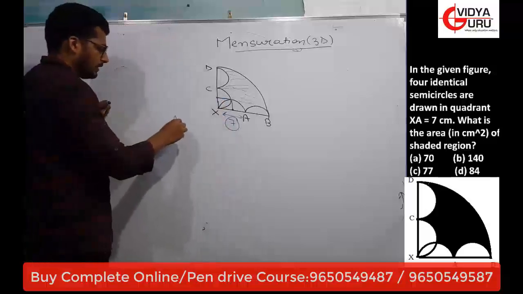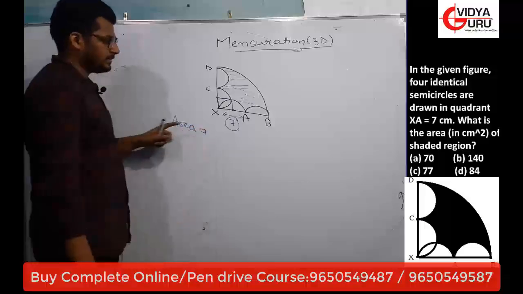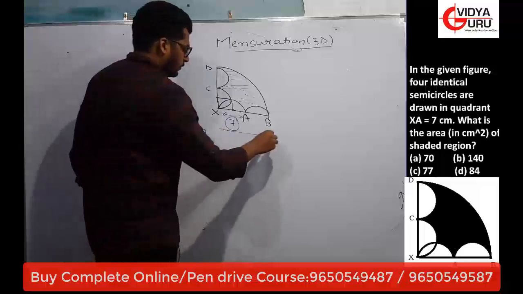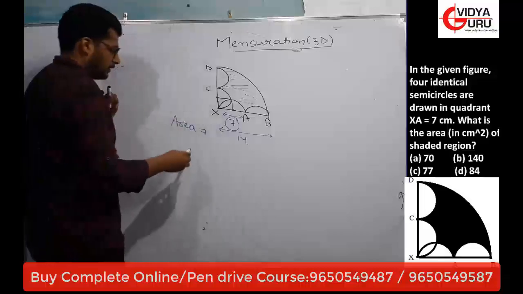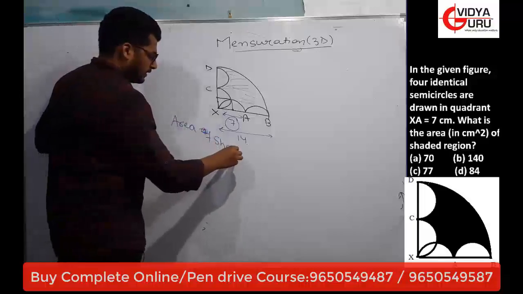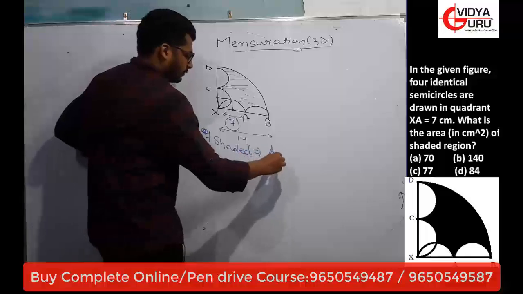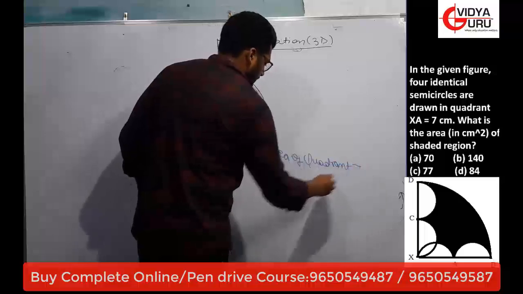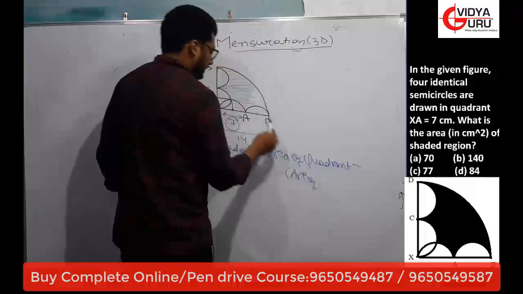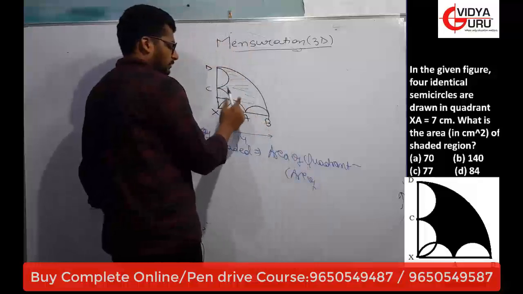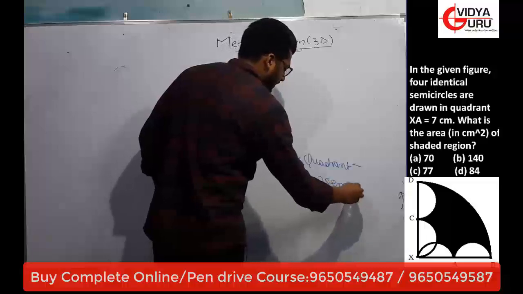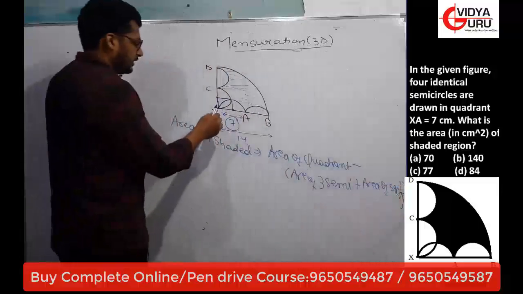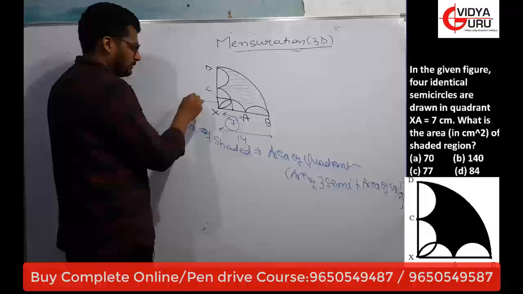So what will be the area? Area XA is given 7. So XB will be equal to what? XB will be equal to 14. So the area of the shaded region will be the area of the quadrant minus the area of 3 semicircles, one this, and these 2 parts will form 1 semicircle, 3 semicircles, plus the area of the square. What will be the side of the square? The side of the square will be equal to the radius of the semicircle, which is 7 by 2.